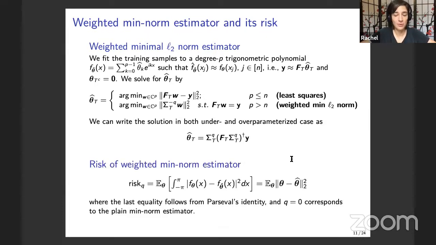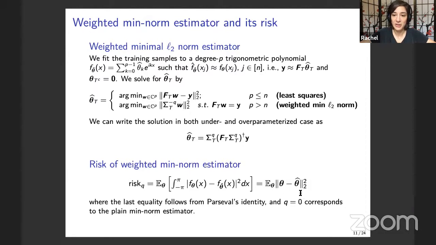I've been saying performance, and I've been saying risk, and I've been throwing it around, but I want to just write it out here. The risk, in the case where our features are Fourier series features, which are orthonormal features, Parseval's identity tells us that we can calculate the risk, the functional L2 norm error between our underlying function and the weighted L2 norm interpolating function, is exactly the same as just the coefficient L2 norm between the unknown Fourier series coefficients and the theta hat, which are the ones we're looking at.